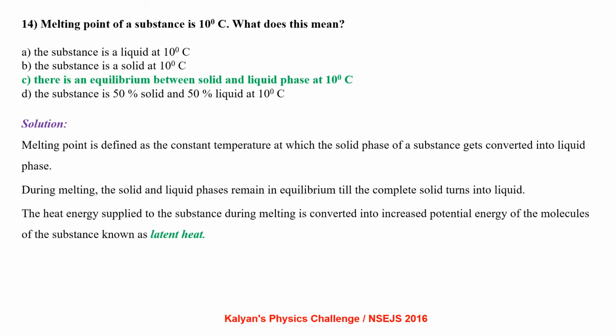Melting point of a substance is 10 degrees centigrade. What does this mean? Melting point is defined as the constant temperature at which the solid phase of a substance gets converted into liquid phase. During melting, the solid and liquid phases remain in equilibrium till the complete solid turns into liquid.